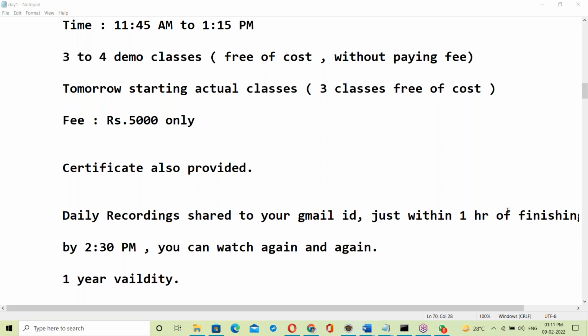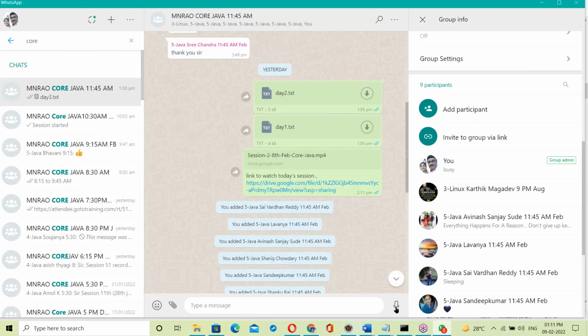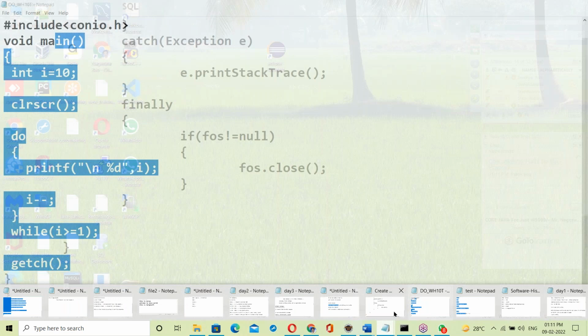I'll be sharing everything with you, so you need not worry. You need not contact anyone else. I am the only contact point; you don't have multiple contact points. This is my WhatsApp number. Take that number, and you can interact with me anytime.